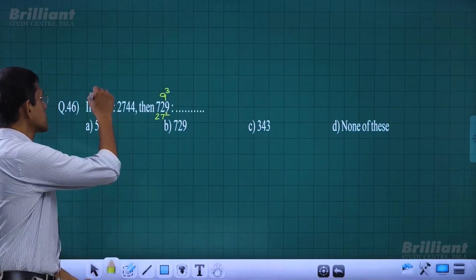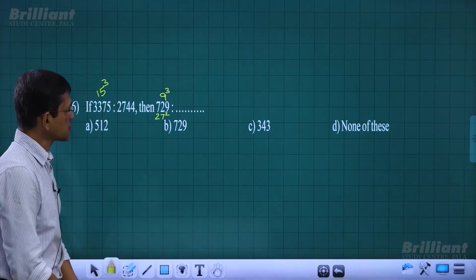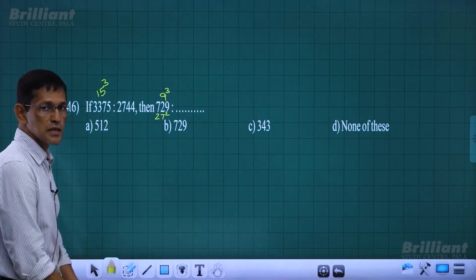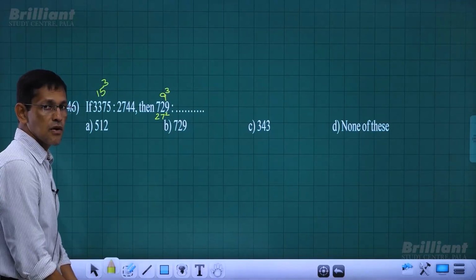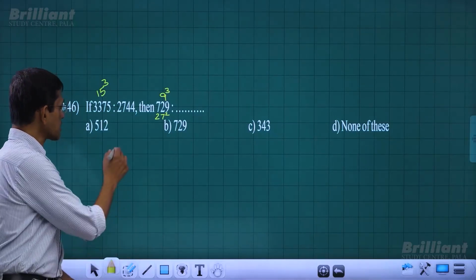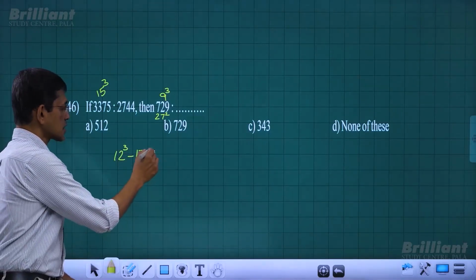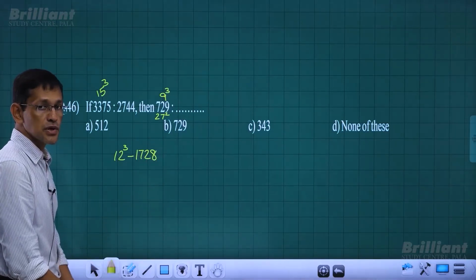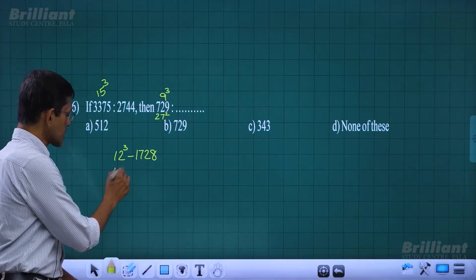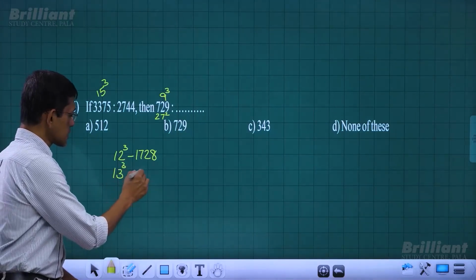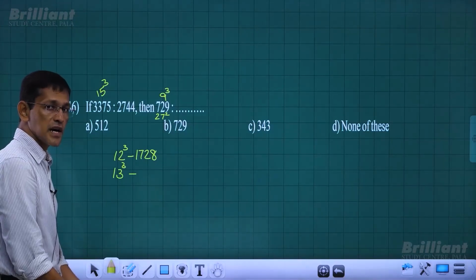So what is 3375? What I know is that's 15 cube. And 2744, what is that? Is it a cube? Is it like 14 cube? Or is it like 12 cube? 12 cube, everybody knows, is 1728. If you are not sure about it, make sure you know the cubes of numbers, at least up to 20. So 12 cube is 1728, what is 13 cube?